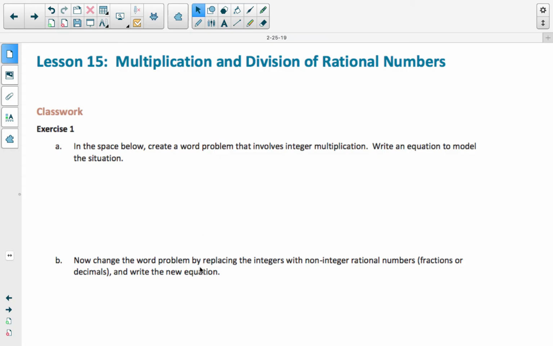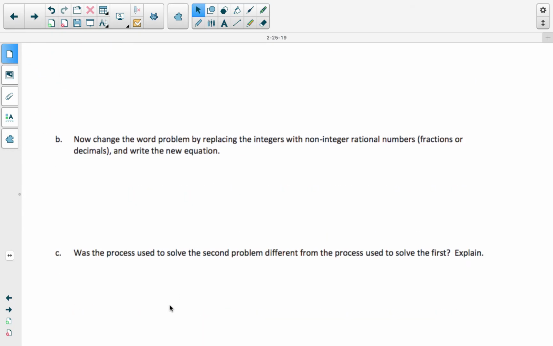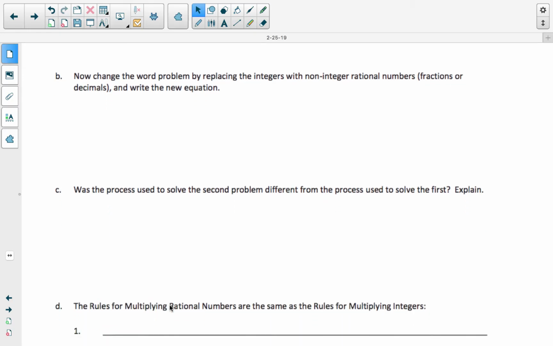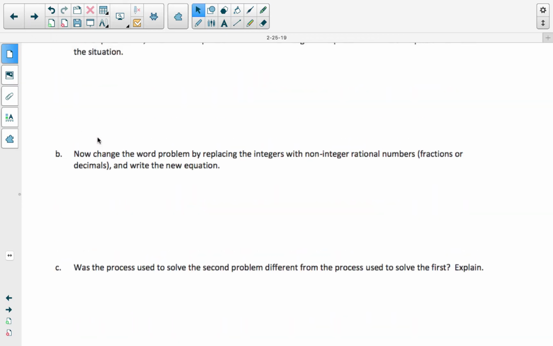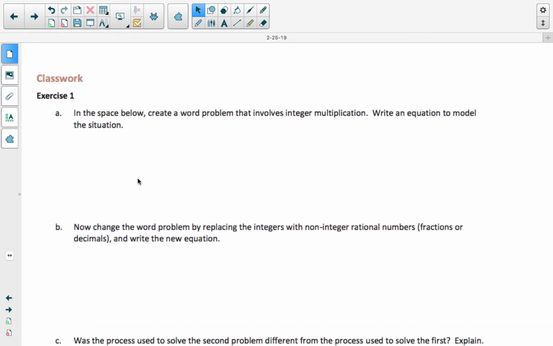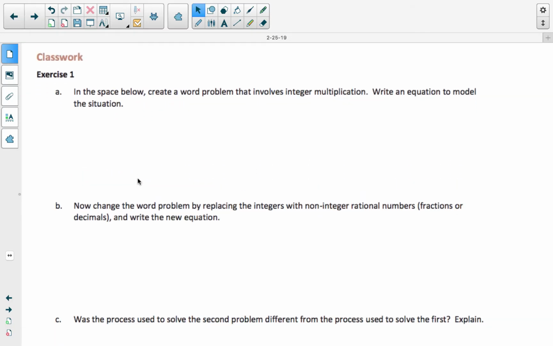For part B, you're going to change the word problem by replacing both of the integers with non-integer rational numbers, so fractions or decimals, and you will write the new equation. For part C, you're just answering the question that's here. Was the process used to solve the second problem, part B, different than the process of solving the first? Explain. And then D, like I said, we'll come back and develop these rules together. When you are done with A, B, and C, come back and check the video before heading forward.